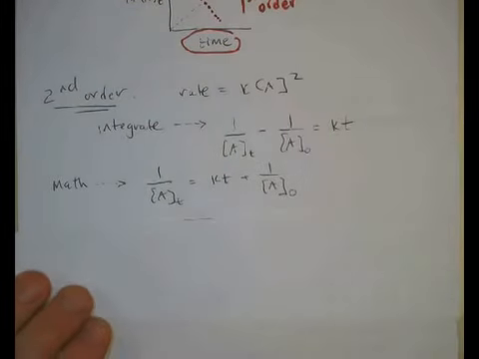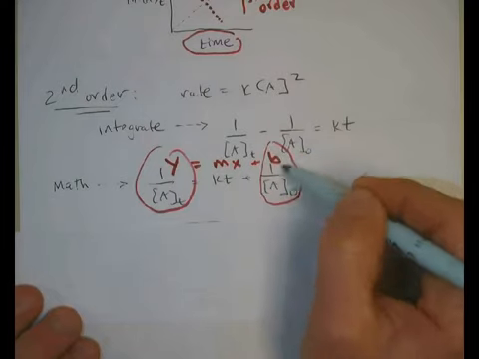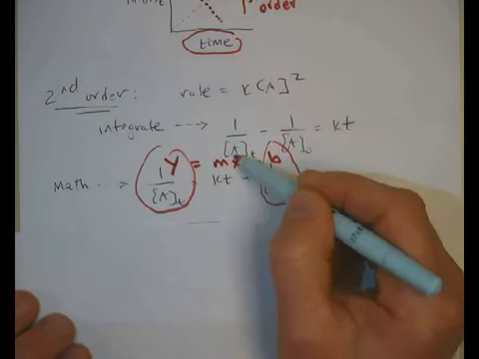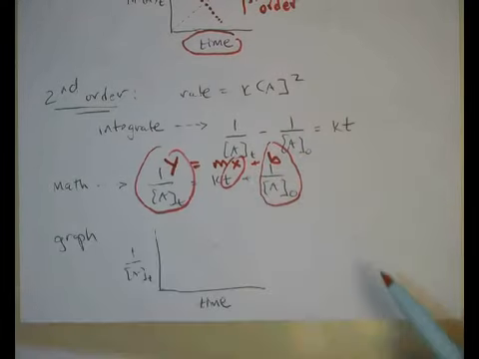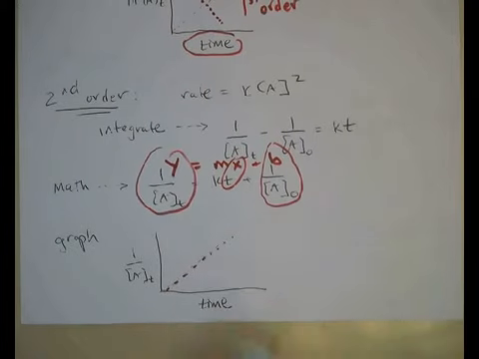You'll notice that the y-axis then is 1 over concentration. The y-intercept is 1 over the original concentration. And the horizontal axis is time. So 1 over concentration is the vertical axis and time is the horizontal axis. And this time you're already ready for it. Notice that you'll get a straight line with a positive slope because it doesn't have a negative sign in here like the first one did.